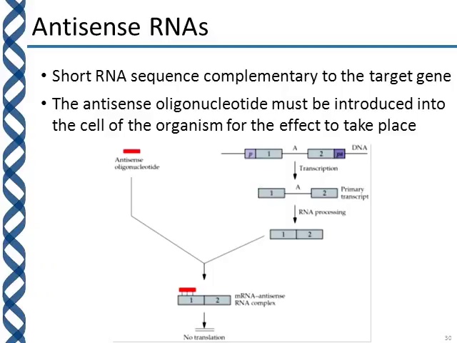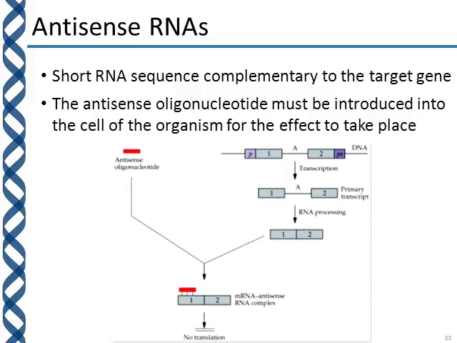So for antisense RNA technologies, short RNA sequences that are complementary to the target gene are used. The antisense oligonucleotide must be introduced into the cell of the organism for the effect to take place. Here we show an example where you have the antisense oligonucleotide being added to the cell.